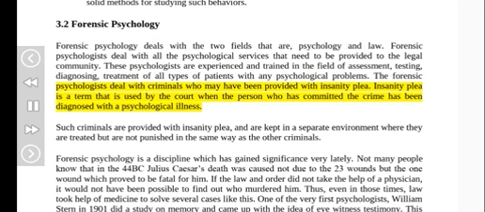Insanity plea is a term that is used by the court when the person who has committed the crime has been diagnosed with a psychological illness. Such criminals are provided with an insanity plea, and are kept in a separate environment where they are treated but are not punished in the same way as the other criminals. Forensic psychology is a discipline which has gained significance very lately.